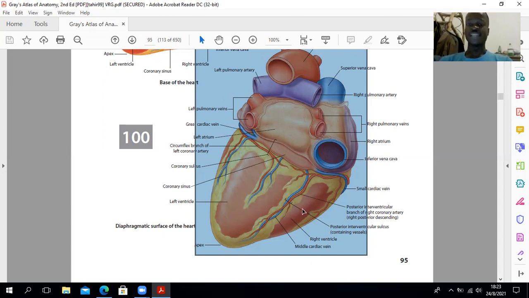Then you have the right ventricle, which is this region, and two-thirds of this diaphragmatic surface will actually be formed by the left ventricle, whilst one-third will be formed by this right ventricle.